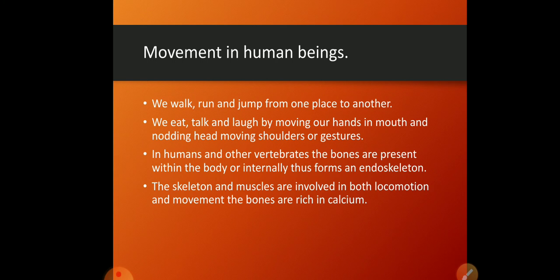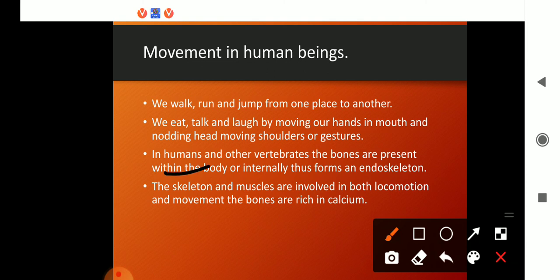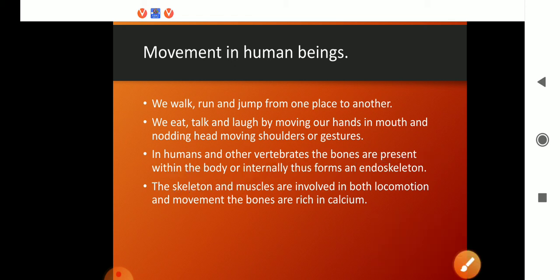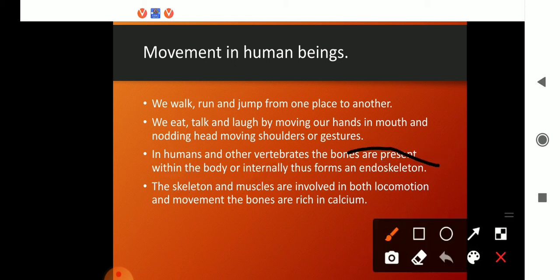Okay, then in humans and the other vertebrates, है ना, not only humans, बाकी जो vertebrates हैं उनमें भी the bones are present in the body and they form the endoskeleton. What they form? Endoskeleton. Body के अंदर जो skeleton बना हुआ है, this is called the endoskeleton, and the skeleton and the muscles are involved in both locomotion as well as movement, है ना. I told you about the locomotion.